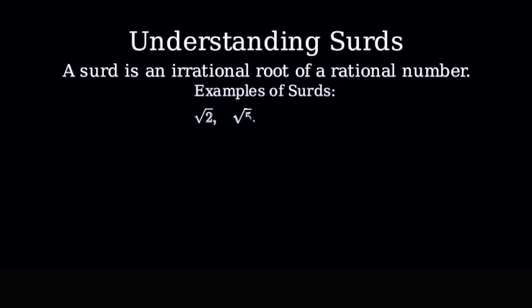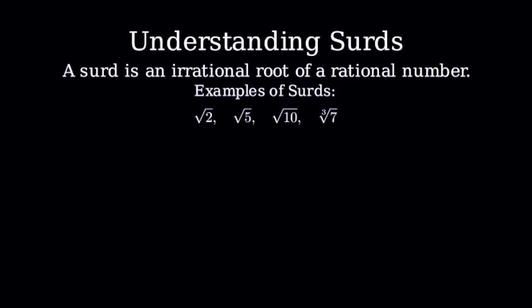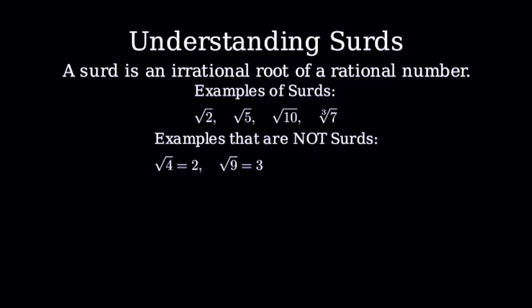For instance, the square root of 2, the square root of 5, and the cube root of 7 are all surds because their decimal representations go on forever without repeating. On the other hand, the square root of 4 is not a surd because it simplifies exactly to 2, which is a rational number. Similarly, the square root of 9 simplifies to 3.